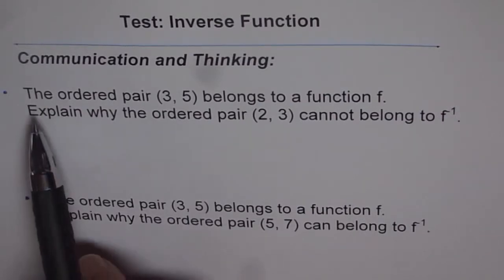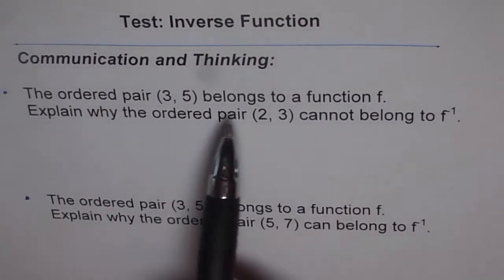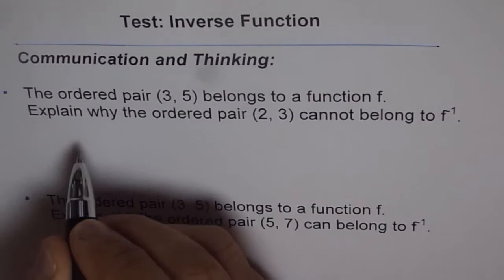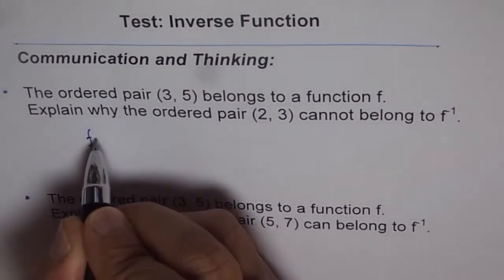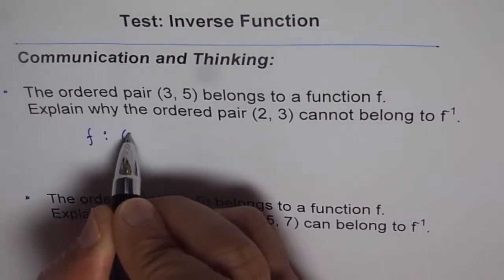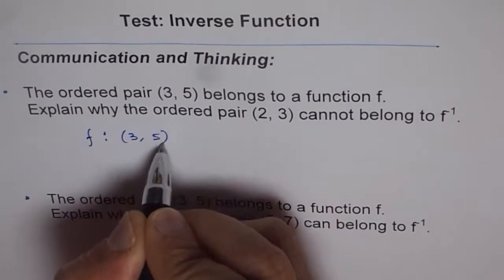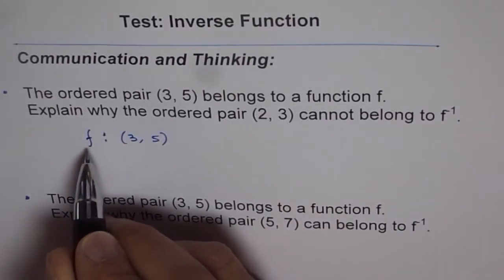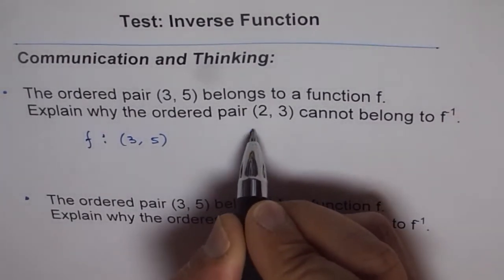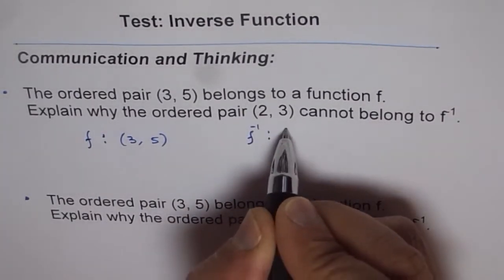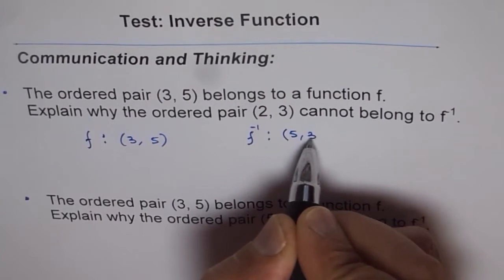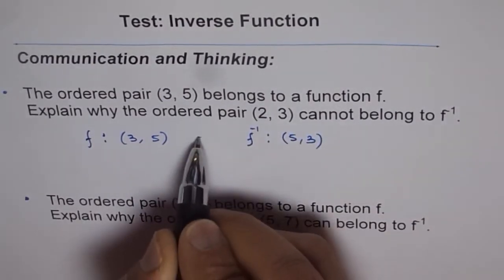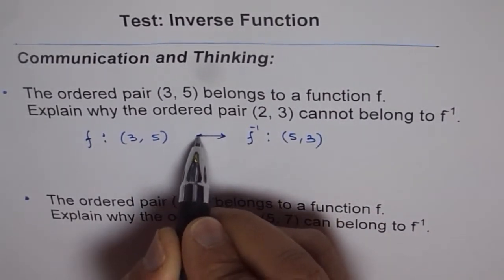When we say that the ordered pair (3, 5) belongs to a function f, let's say this is our function and this function has a point (3, 5). Then what is going to be the point on the inverse of this function? So f inverse will have a point (5, 3). So that is what relates them, correct?